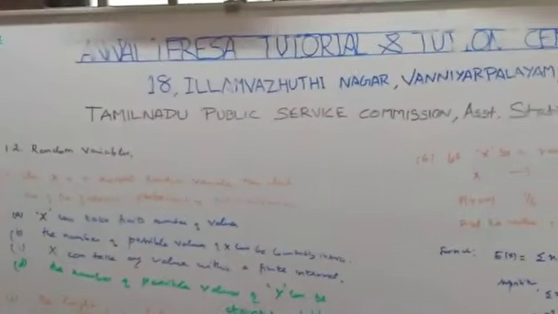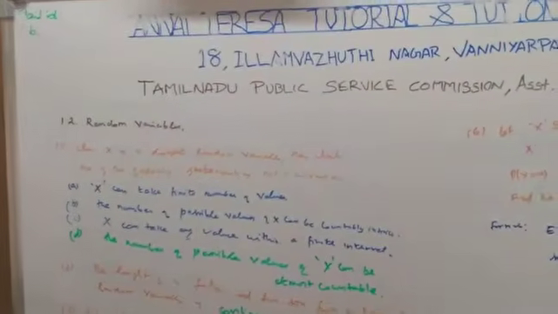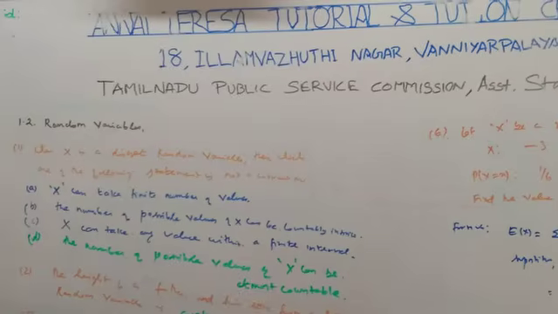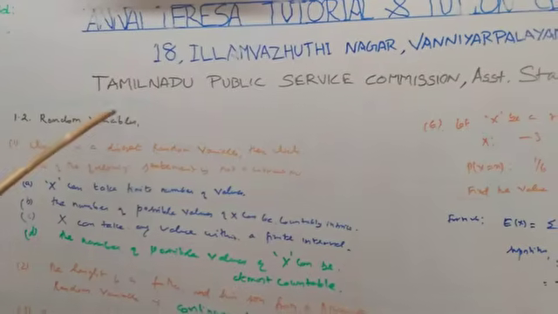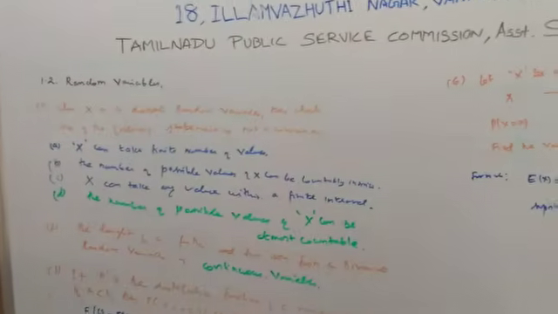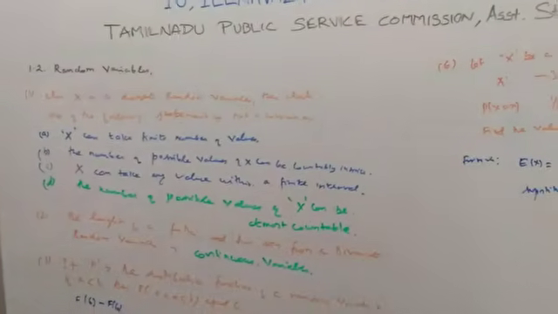In the earlier class, we discussed probability theory, the addition theorem for two events. So in this class, we are going to discuss the random variable. Before going to the subjective type questions, you may recall what a random variable is.